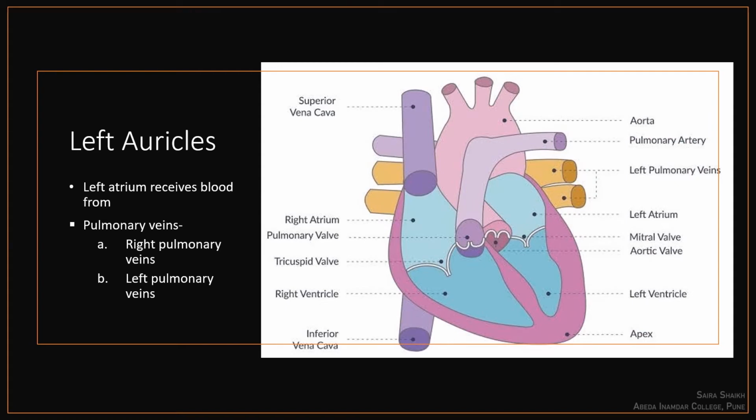Student, look at the figure. The yellow colored structures are pulmonary veins. There are two pulmonary veins, right pulmonary vein and left pulmonary vein. The right pulmonary vein collects the blood from the right lung, while the left pulmonary vein collects the blood from the left lung. These are the veins in which oxygenated blood is present. These are the exceptions.